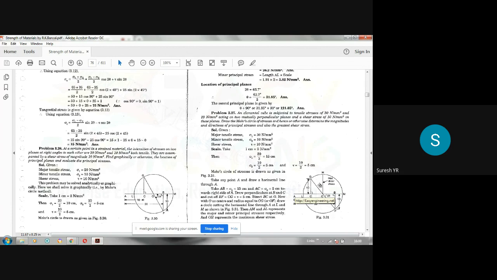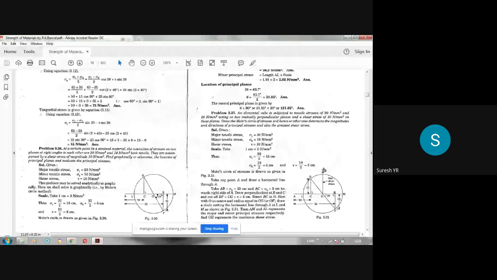Then measure this angle. This angle becomes 2 theta from the horizontal to this line. Divided by 2, you will get theta. Suppose theta is 25 degrees, that is the direction of one principal plane. Add 90 to that, it gives the direction of another principal plane. Principal plane means shear stress is 0, because the x-axis represents normal stress.